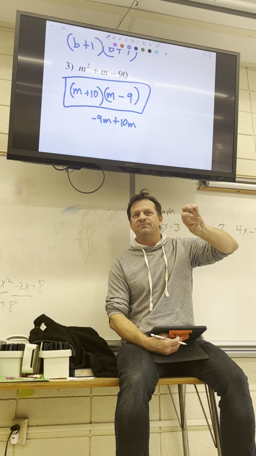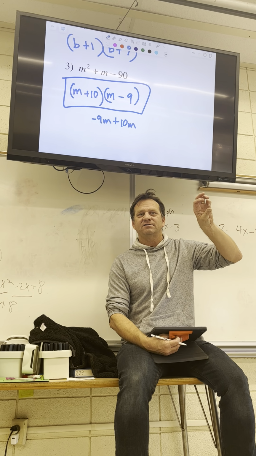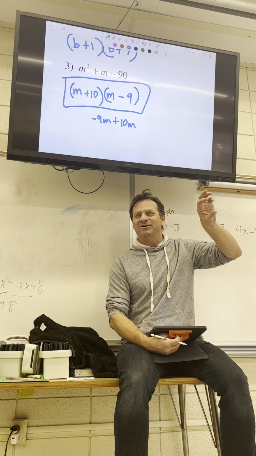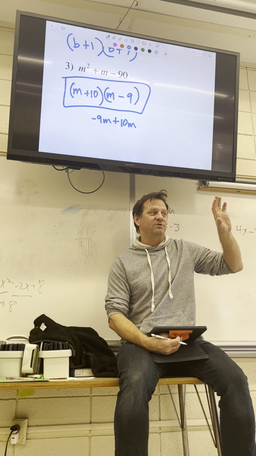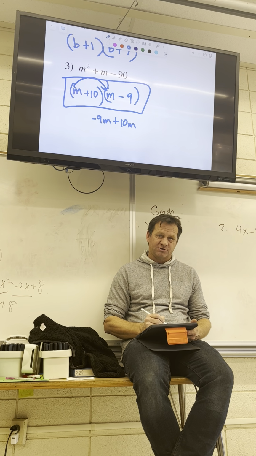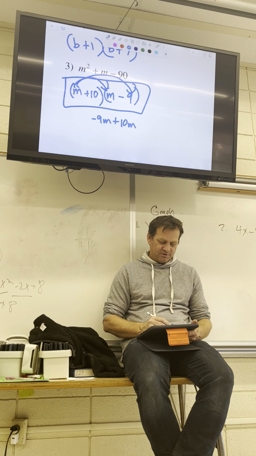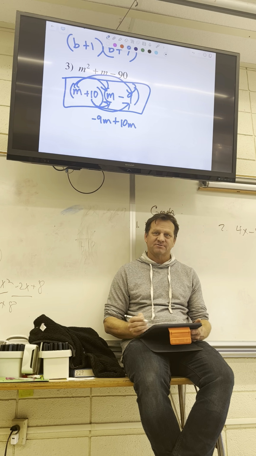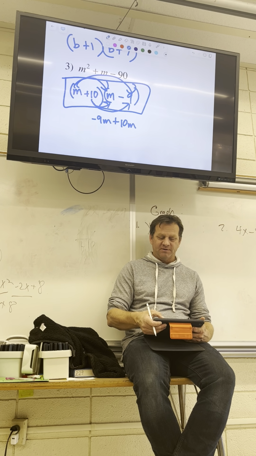The F stands for first, the O stands for outer, the I stands for inner, and the L stands for last. So when you're multiplying these, you've got first, outer, inner, last, when you're doing the distributive property in that order.